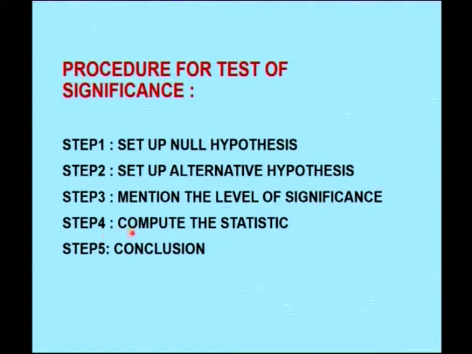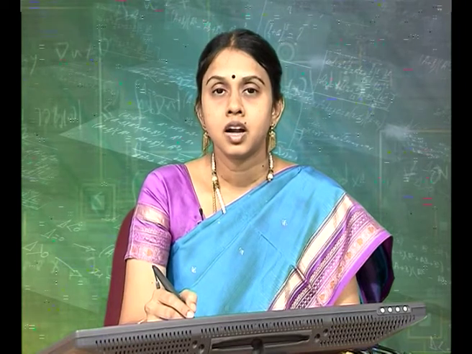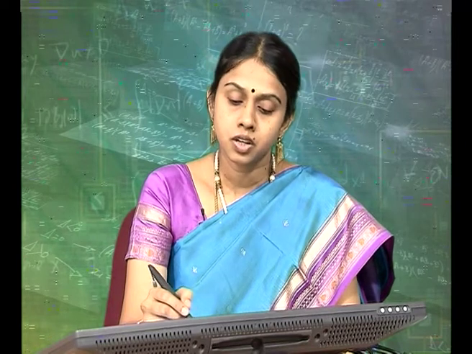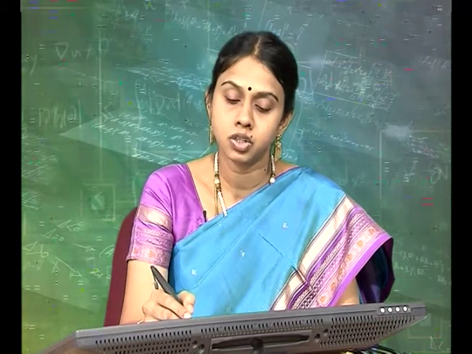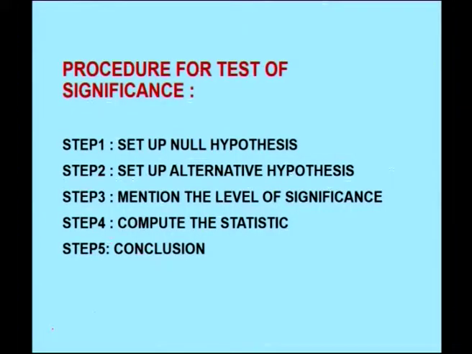Step 4, this is the calculation part. You have to compute the statistic. Z statistic has a separate formula. You have to determine what corresponding formula will be suitable for the particular case study given in the question, and accordingly choose the statistic Z or T or F or chi-square which you are going to study in this subject. Correspondingly, take up the formula, substitute all the values and compute the calculated value. Step 5 is conclusion.